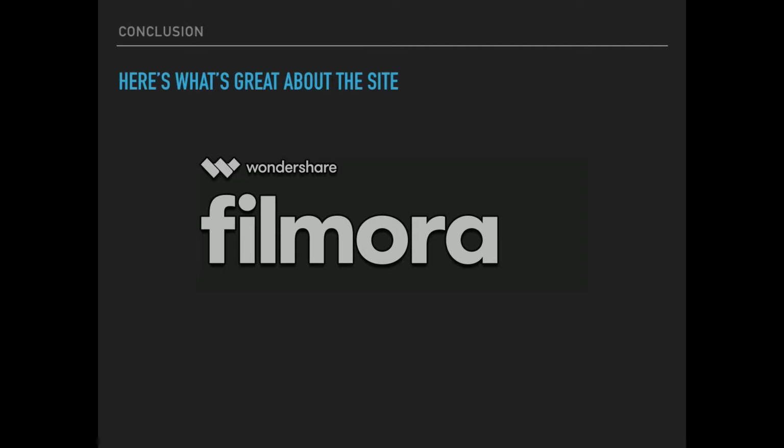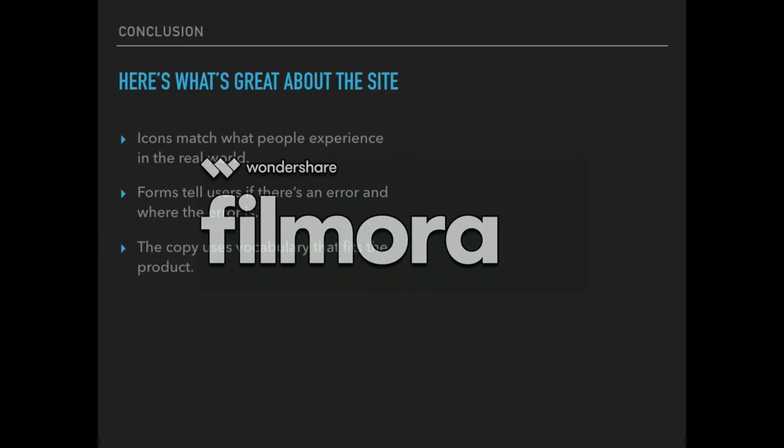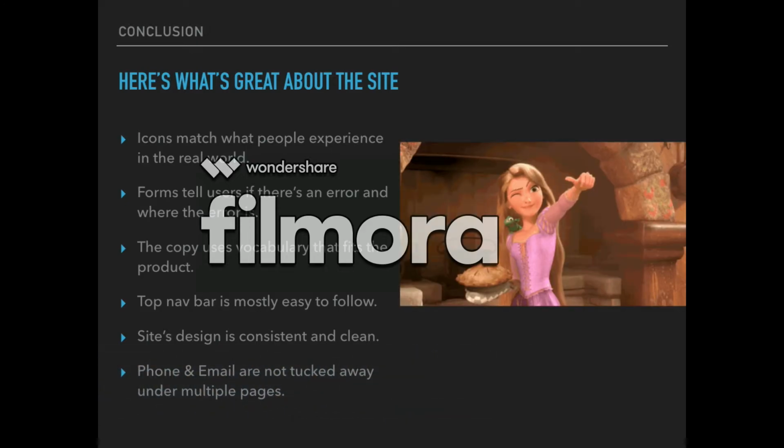So in conclusion, here's what's great about the site. The icons match what people experience in the real world. Forms tell users if there's an error and where the error is. The copy uses vocabulary that fits the product. The top nav bar is mostly easy to follow. Site design is consistent and clean. And phone and email are not tucked away under multiple pages. So great job. Awesome. These are things that you should definitely keep on the site.